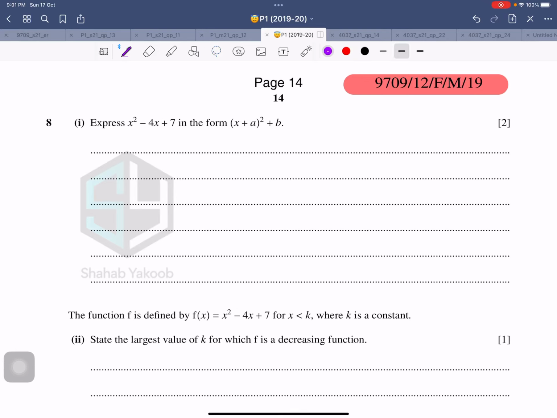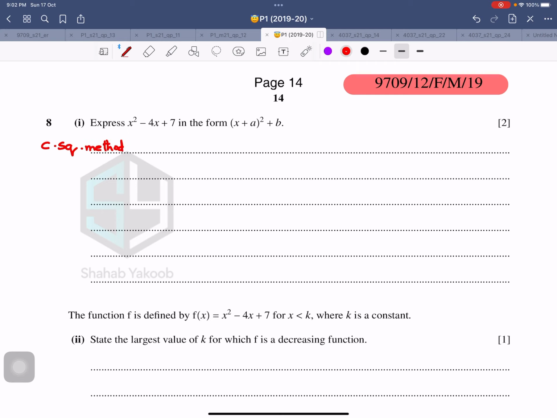This is a February 2019 question, and this is considered one of the trickiest questions regarding functions and composite functions. Of course, there are some parts which are straightforward. So let's get started. I'm doing the whole question and the focus will technically be on the last part. Now, the first part is about the completing the square method.